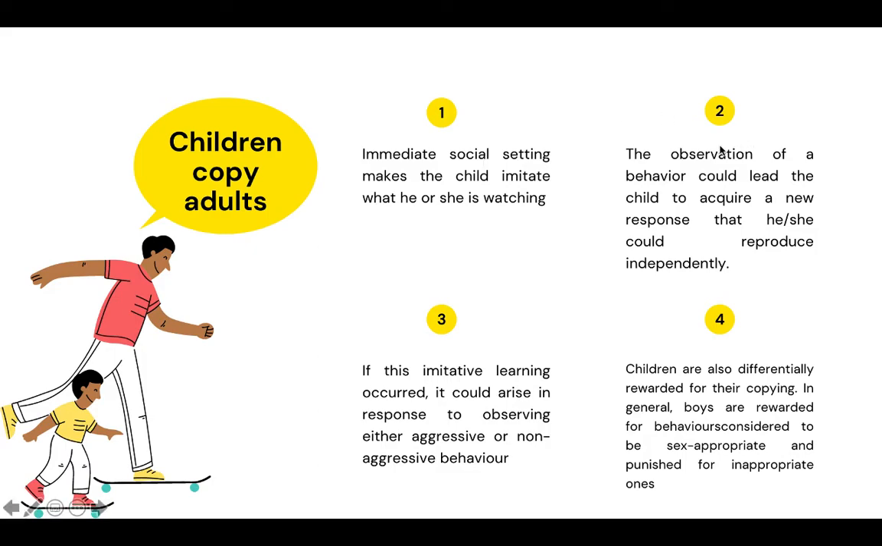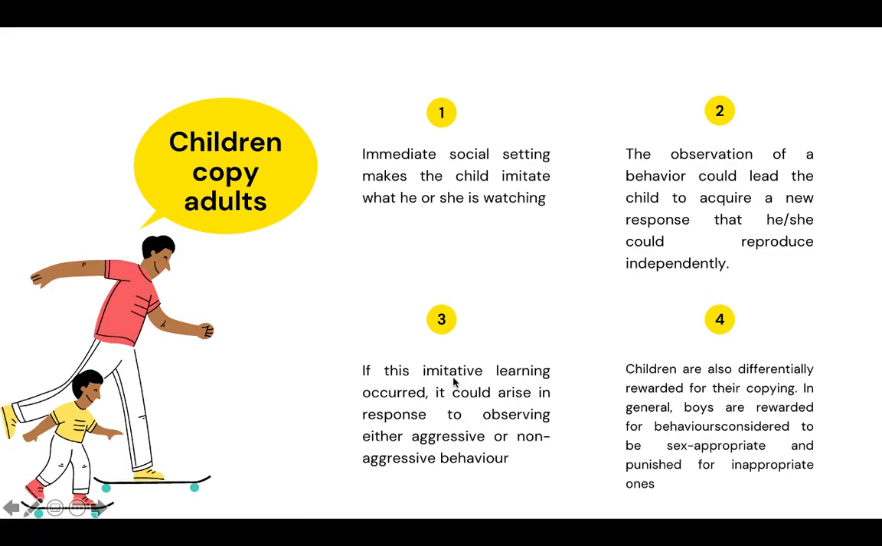The observation of a behavior could lead the child to acquire a new response that he or she could reproduce independently. So, for example, here he is copying the dad. When the dad is not around, he will try to copy this behavior, learning how to skate independently.